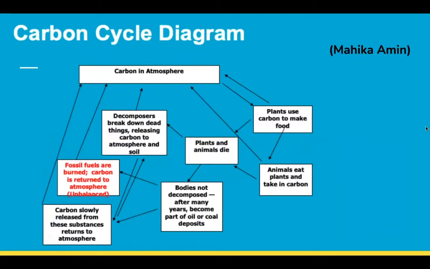And this is the carbon cycle diagram. So the carbon in the atmosphere goes to the plants, which use it to make food, and then the animals eat it, and the plants take in that carbon, and then they die. The plants and animals' bodies don't really get decomposed, but after many years, they become part of like the oil and all that. And then also, carbon slowly is released from these substances that return to the atmosphere. So, like, decomposers break down dead things and release carbon to the atmosphere and soil. And these fossil fuels are burned and then it's returned back into the atmosphere.